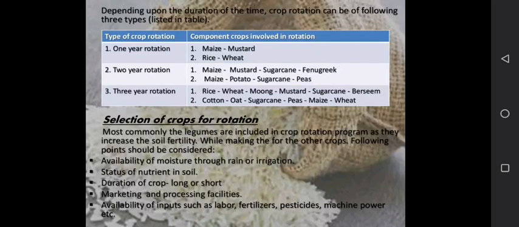But the following points should be considered. First, availability of moisture through rain or irrigation. Next, status of nutrients in soil. Next, duration of crop, that is long or short. Next, marketing and processing facilities. And last, availability of inputs such as labor, fertilizers, pesticides, machine power, etc.